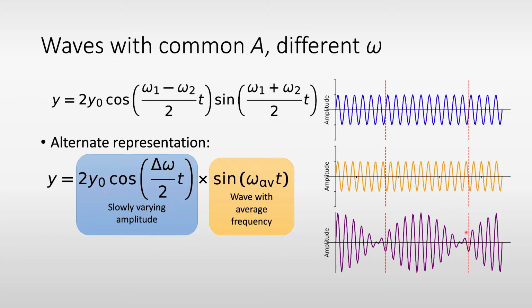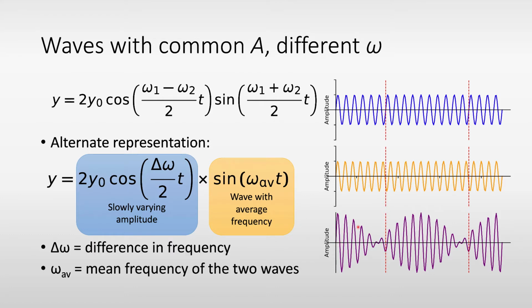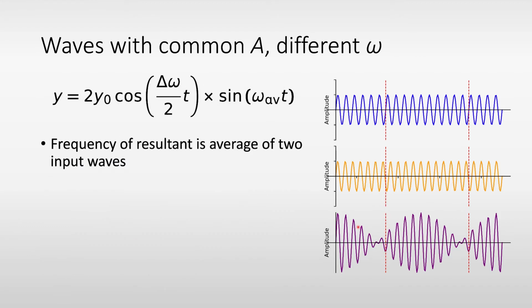So what we see here, the result, is that the frequency of the wave, the peaks here that we look at, will have a frequency which is in between the frequencies of the originating waves, while the amplitude varies with time according to the difference in the frequencies. So this delta omega and the omega average become important when we start to consider these interference patterns. What we see is the frequency of the resultant, as we say, is the average of the two input waves, while the amplitude itself oscillates with that frequency delta omega.